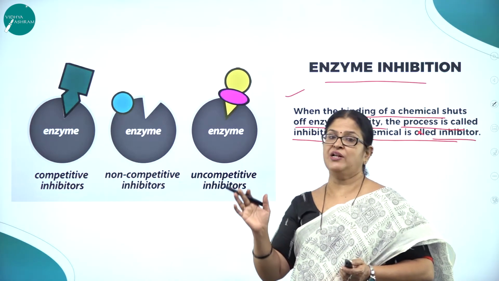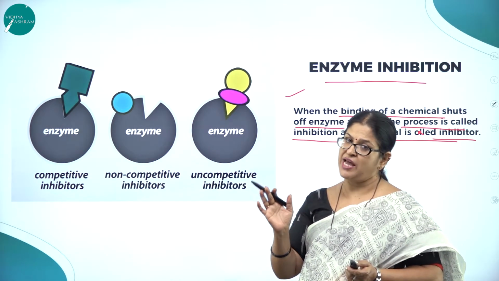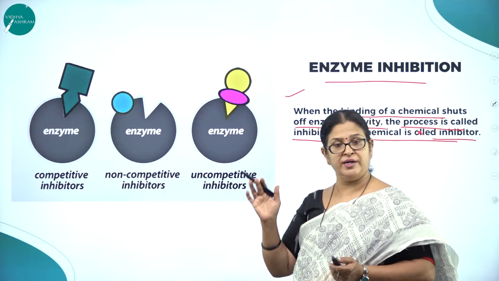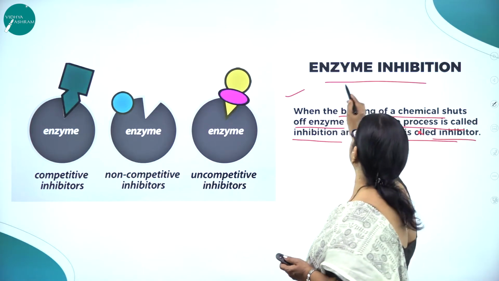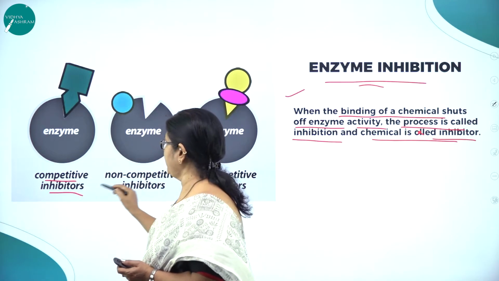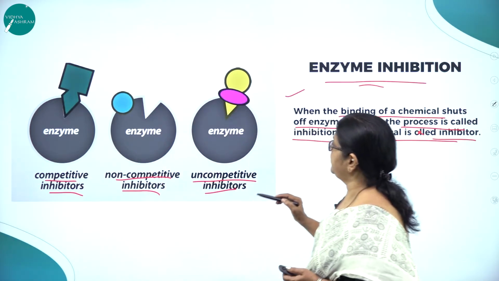So a chemical will come and bind to that particular enzyme and it will stop the enzyme activity. Such chemicals which bind to the enzyme and stop its activity are called enzyme inhibitors. For example, here you can see we have these types: competitive inhibitors, non-competitive inhibitors, uncompetitive inhibitors.